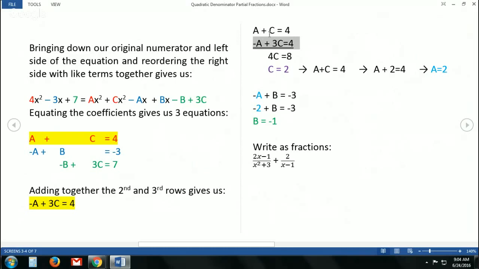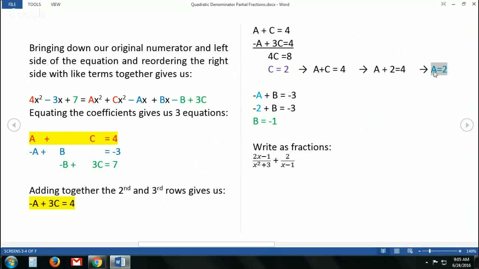When I do that, c plus 3c gives me 4c. Adding together the 4's, 4 plus 4 makes 8. Now 4c equals 8 is easy for us to solve. Dividing both sides by 4, c is going to be 2. If c is 2, I can figure out the rest of these things pretty easily. When c is 2, we can come right back to this equation, put 2 in the place of this c. That would give me a plus 2 equals 4. Subtracting 2 from both sides, I would find that a is 2.